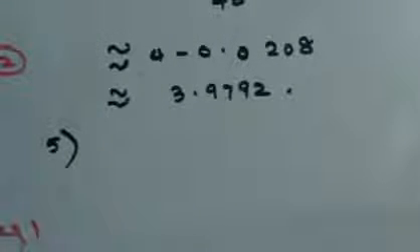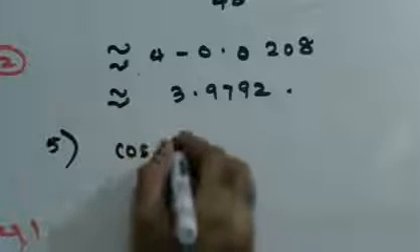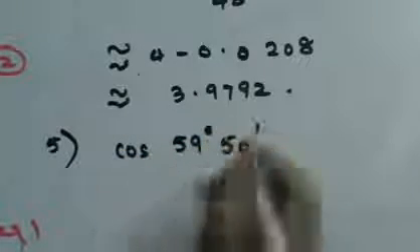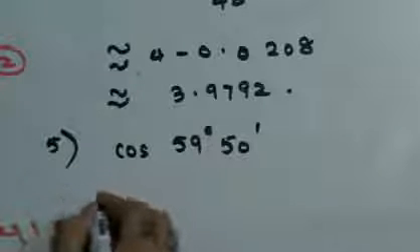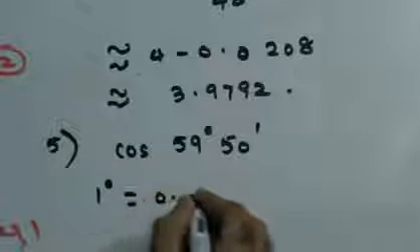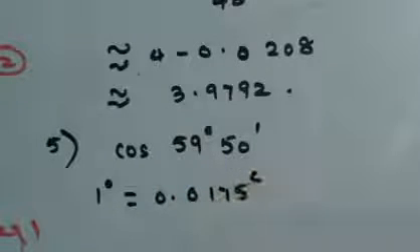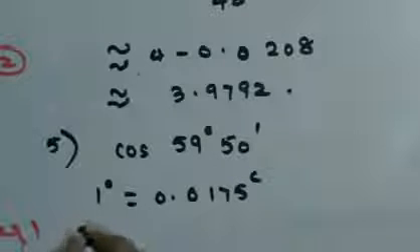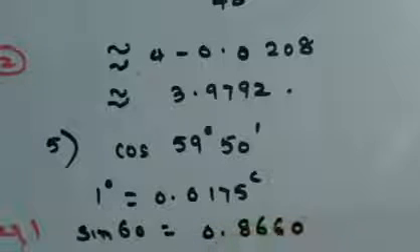Find the approximate value of cos 59 degrees 50 minutes. Find the approximate value of cos 59 degrees 50 minutes, assuming 1 degree to be 0.0175 radians and sine 60 is equal to 0.8660.